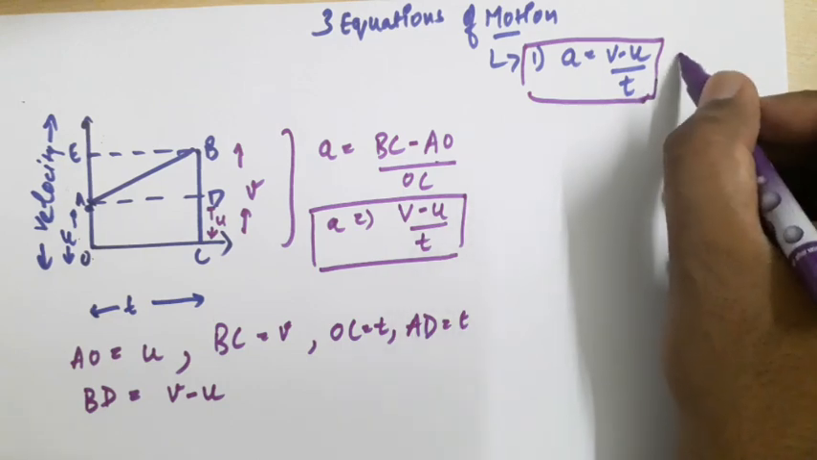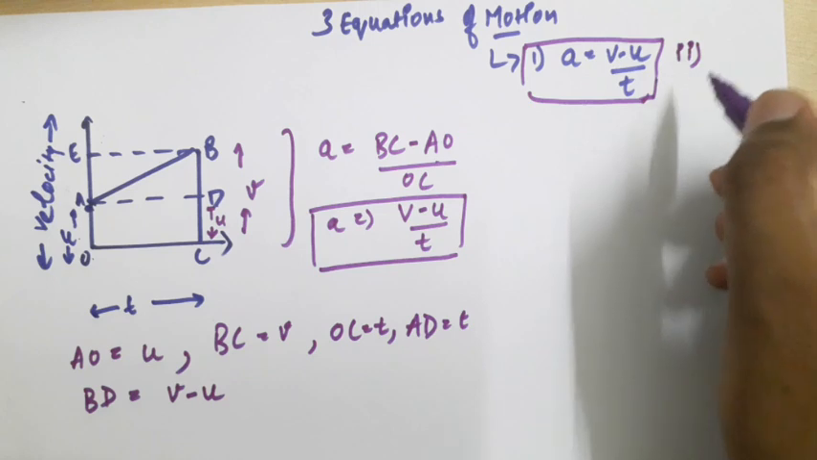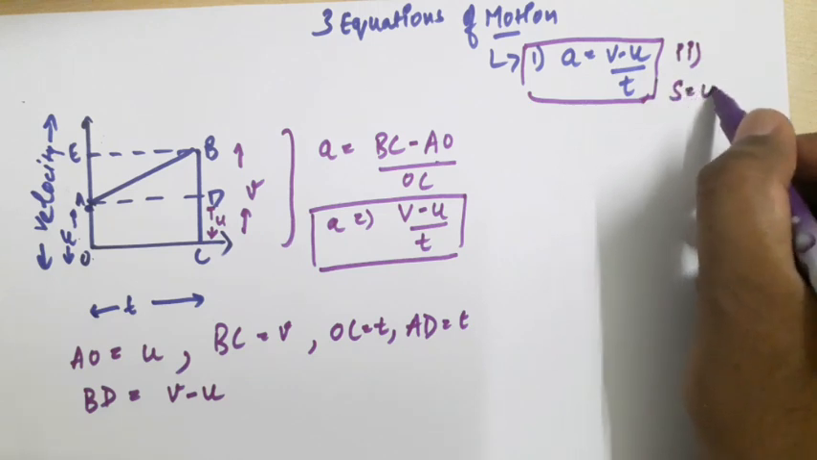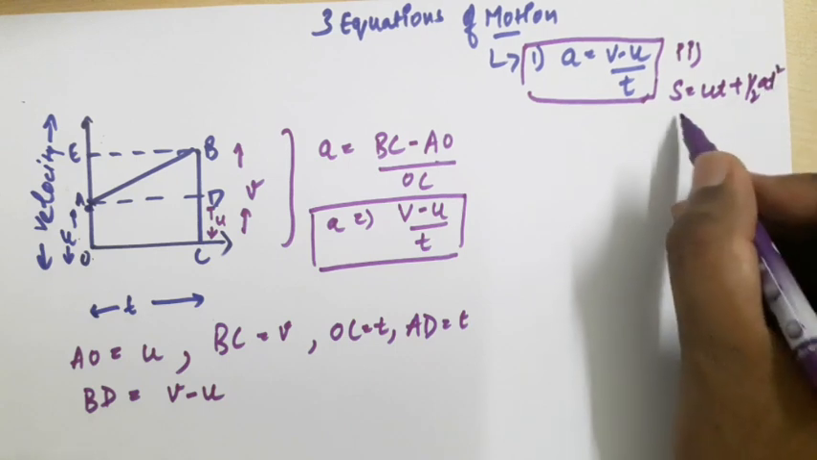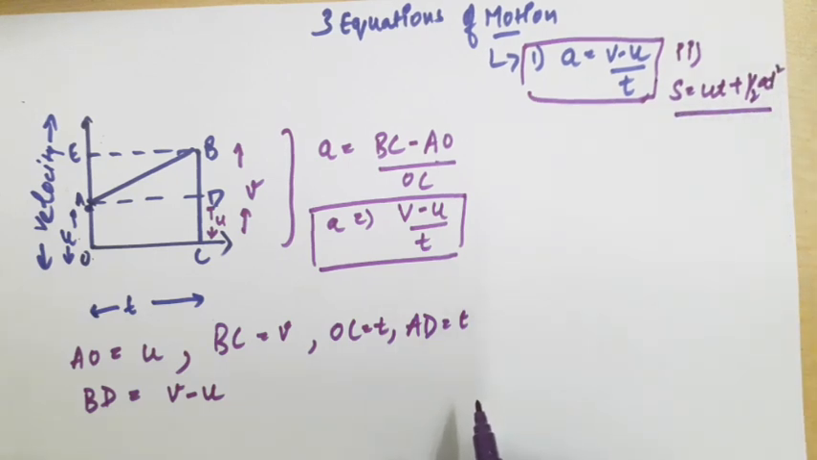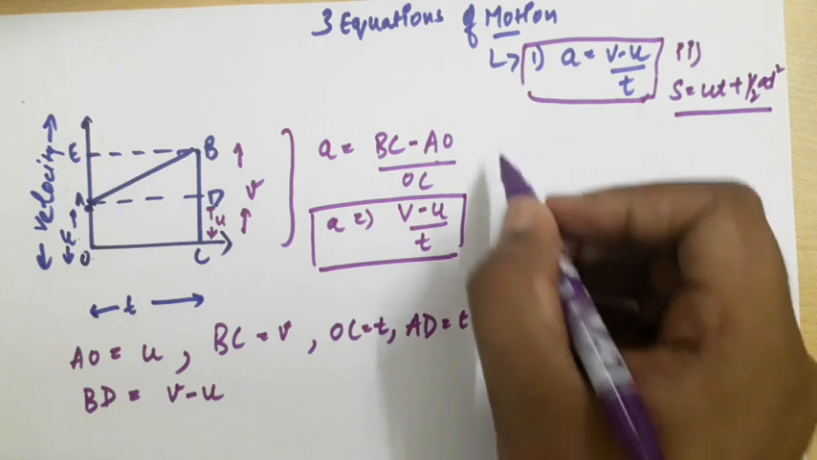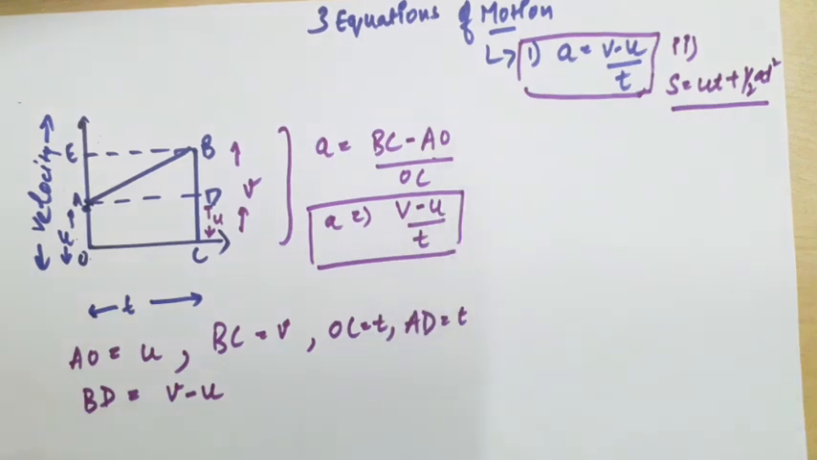Now the second equation is S = ut + (1/2)at². This is our second equation. S is equal to ut plus half at square. So now we will prove the second equation.